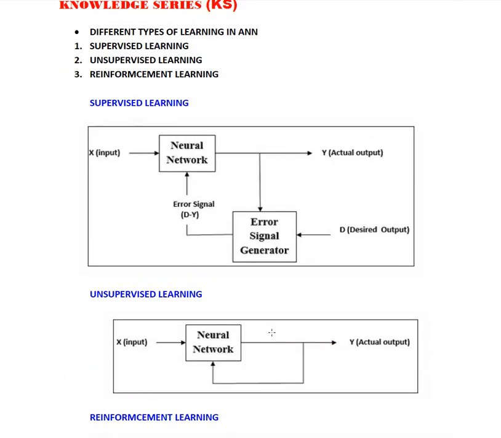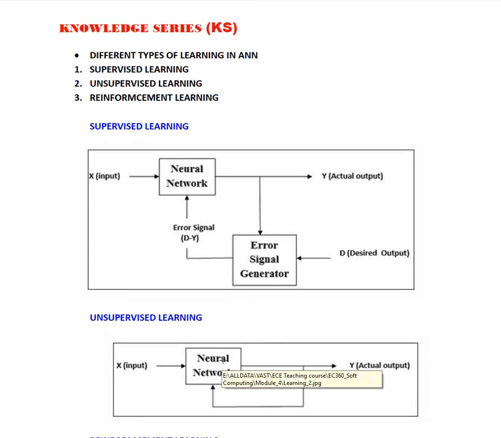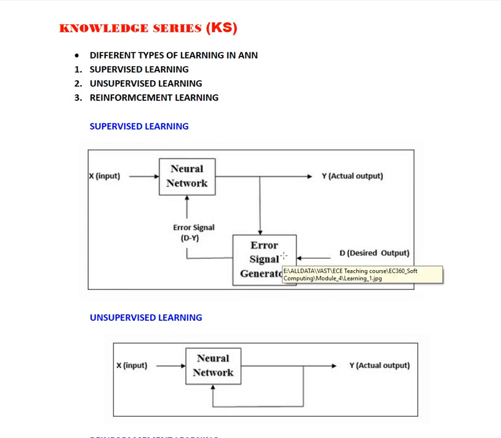Now the second is unsupervised learning. Now what exactly is unsupervised learning? Unsupervised learning is that learning where you do not have any teacher to guide it. You learn by itself. So that is what you can see in the case of unsupervised learning. That means without the supervision of any teacher, the learning process is independent.